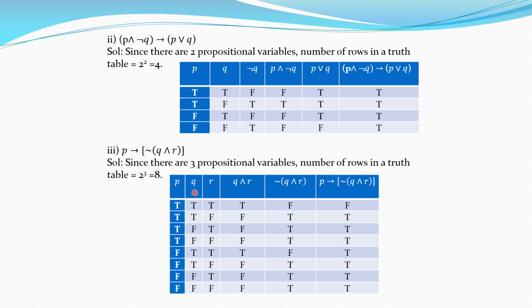Now considering that table of and, negation, implication, this is the truth table.